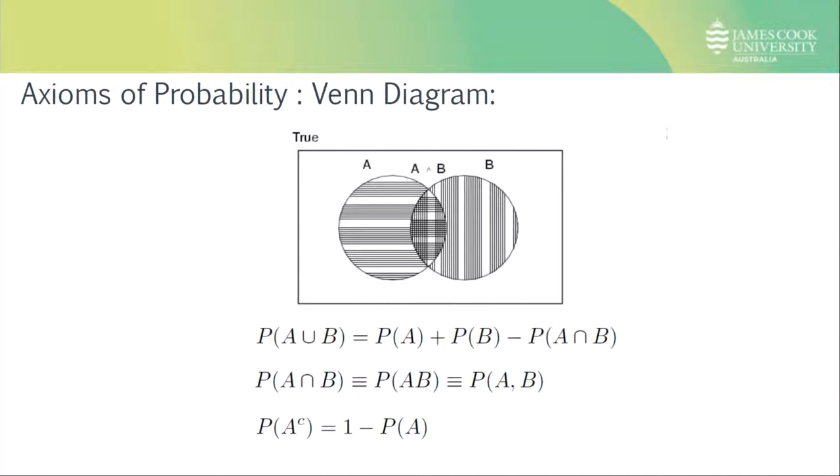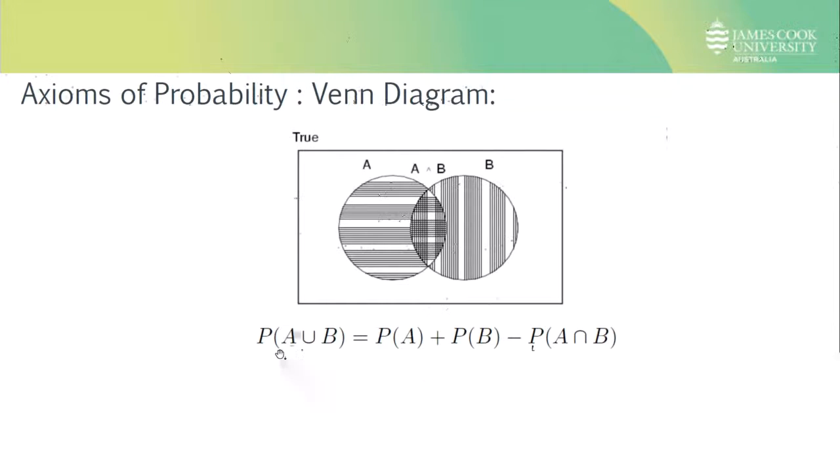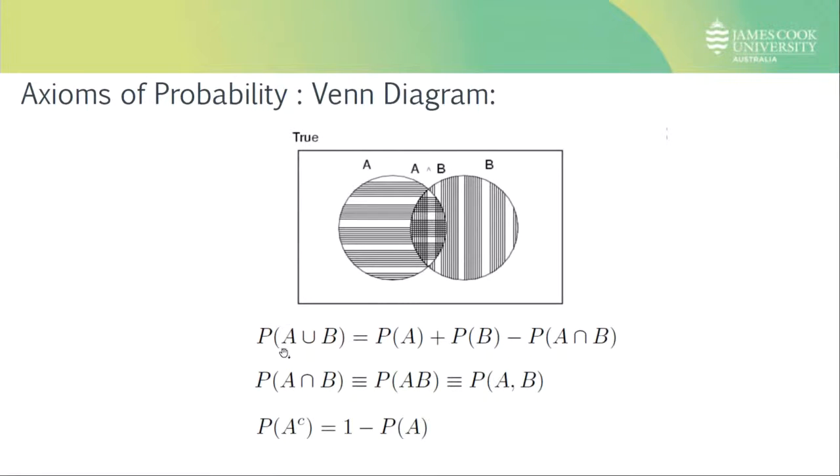An axiom of probability comes actually from the Venn diagram. In the probabilistic way, we write the probability of A or B as the probability of A plus the probability of B, minus the probability of A and B. And A and B we denote here as the probability of AB. Anyway, we will see a practical example on the next page.